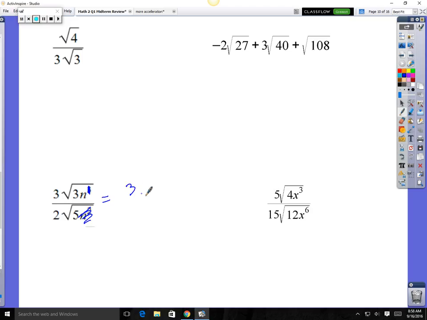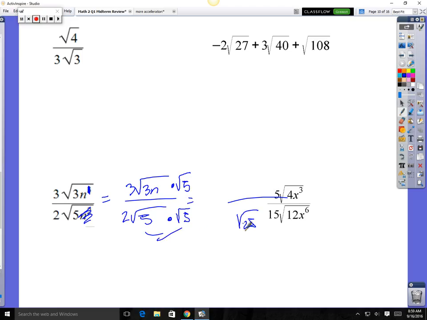So let me rewrite it. I've got 3 square root 3n. On bottom I've got 2 on the outside, 2 square root 5. Okay, now on the bottom you can never have a radical. So you need to turn this square root 5 into square root 25. So let's times the bottom and the top by square root 5. And that's legal, because that's like timesing it by 1. So now on the bottom, the 5 times the 5, there we go, we created 25. But you're still going to have on the outside 2.